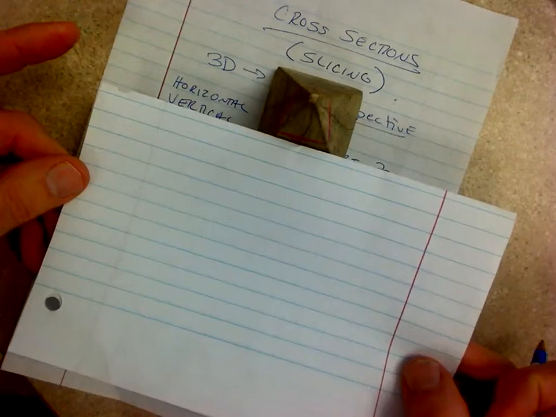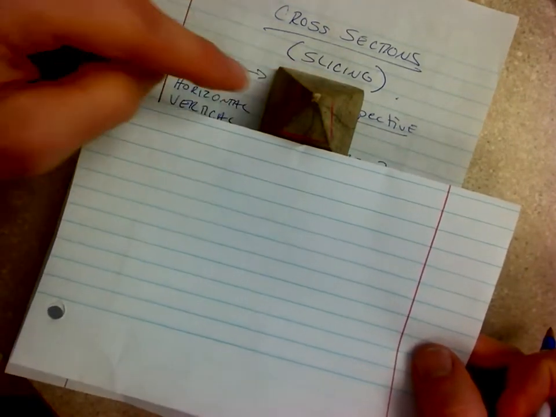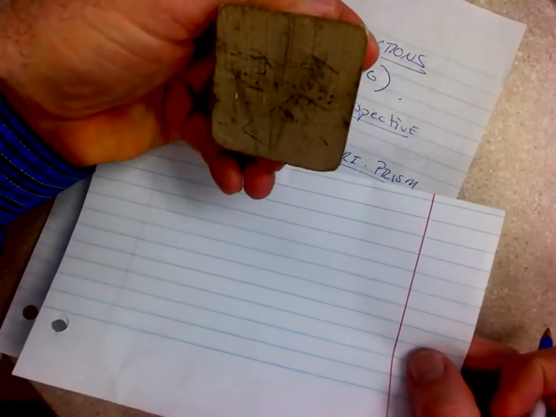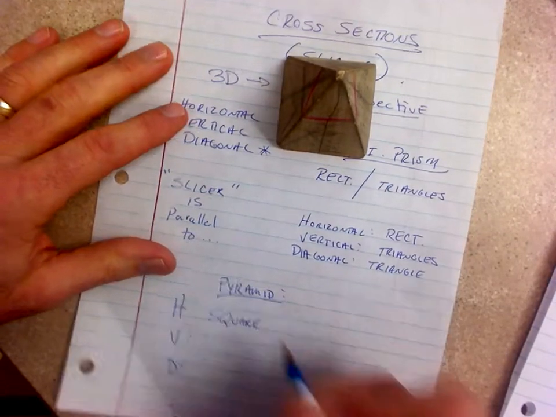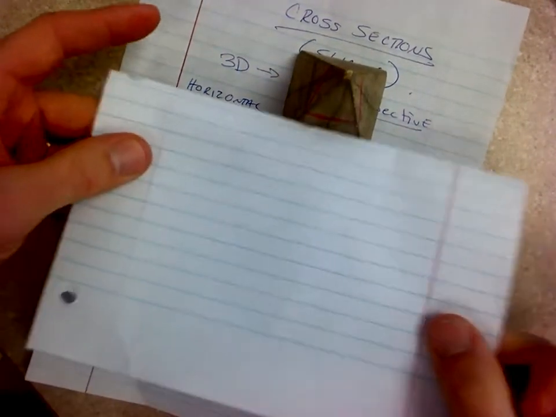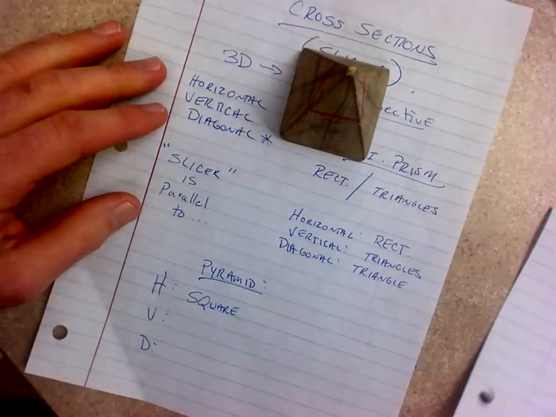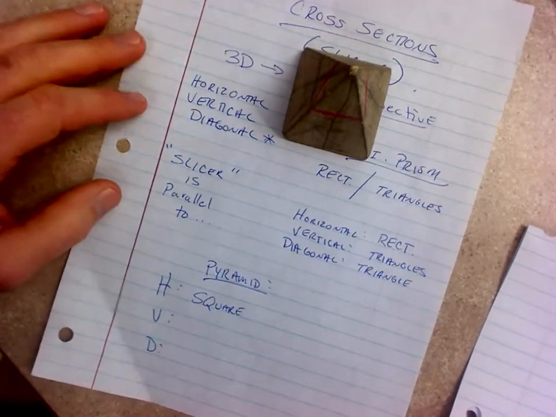Okay, so my slicer is parallel. It's not parallel to this. It's not parallel to any of these. It's parallel to the bottom. Squares. So my horizontal slice will give us a square. All right, may not be the same size, because if I cut up here, that's going to be a really teeny square, but it's still going to be a square. Okay, we're not interested in what size it is, just what polygon will it be.